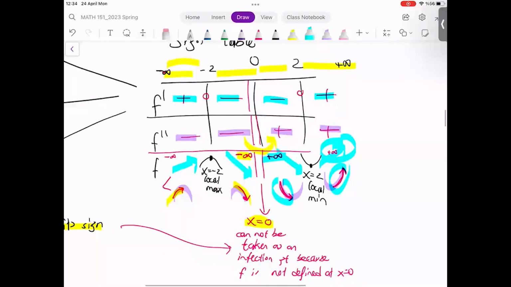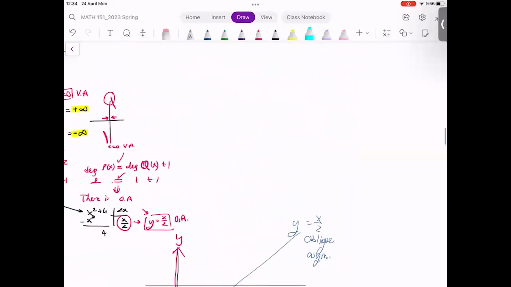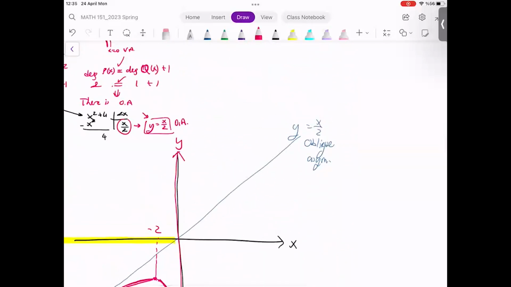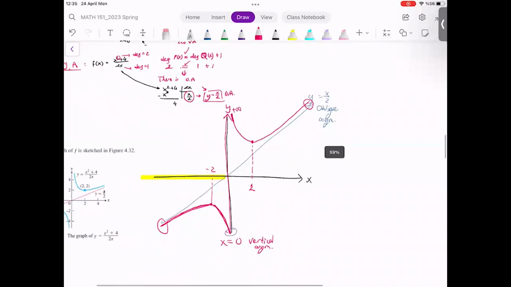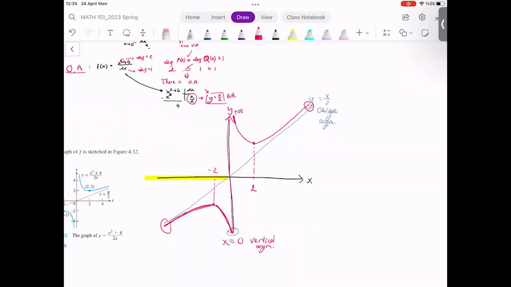So let's draw it. Over 0 to 2, it will decrease. And on the right side of 0, I start drawing the graph at plus infinity, as it is the vertical asymptote. Let's say this is the point 2. Okay, and then my function will be increasing, and it will behave like our oblique asymptote as x goes to plus infinity, like this. So that's the graph. Any questions?